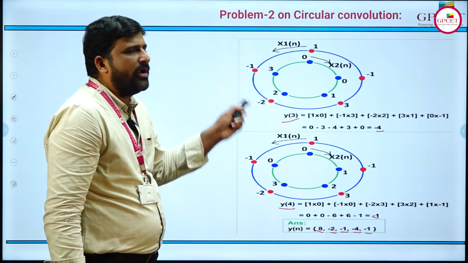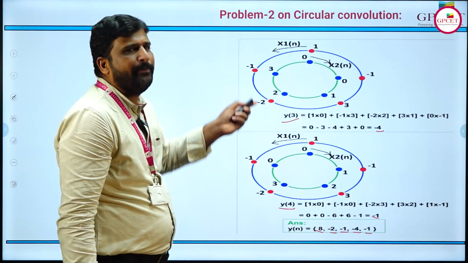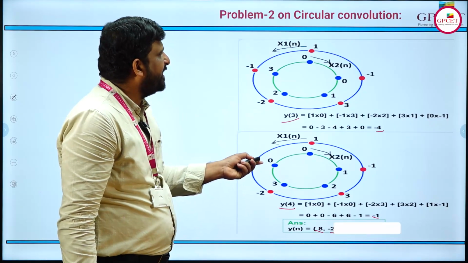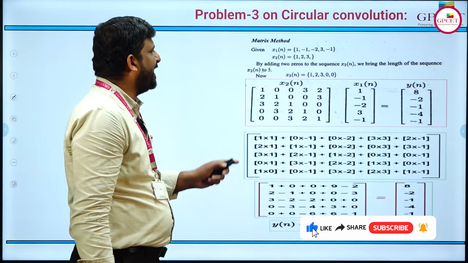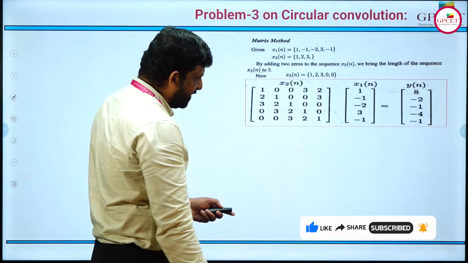So this is one of the graphical representation type problems for circular convolution. The same thing we can do in matrix form. So what does the matrix form say? See, previously what we got as the answer, you can observe here.